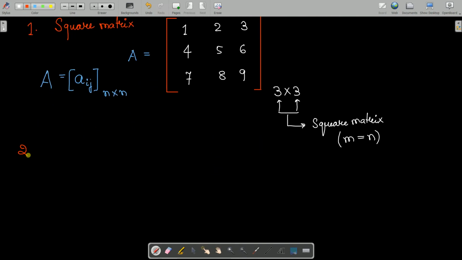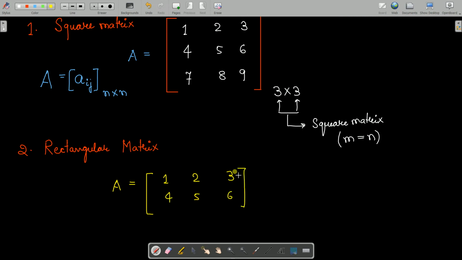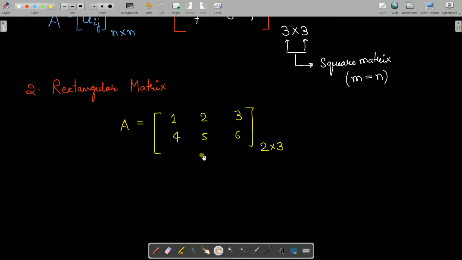The second type of matrix is your rectangular matrix. Here the matrix will look basically like a rectangle. Let's say 1, 2, 3, 4, 5, 6. Of course, this looks like a rectangle, not a square. So let's find out the order. How many rows are there? 1 and 2. Two rows. How many columns? Three columns. Okay, so I can represent this.